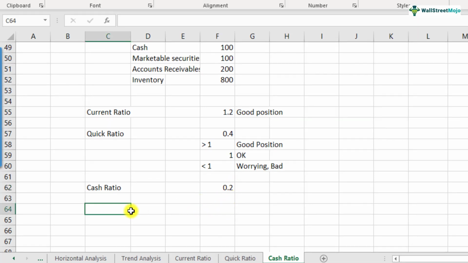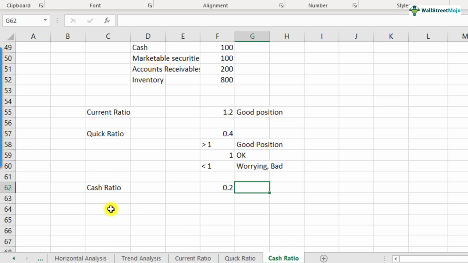So how do we interpret the cash ratio of 0.2? Is it good? Is it bad? Or do we have to look at something else as well? Now, when we were discussing current ratio and quick ratio in our previous videos, we understood that greater than 1 was a good position to be in and less than 1 was a slightly concerning situation. But with a cash ratio of 0.2, should we say that it's a bad situation to be in? I think there is something more to be looked at.